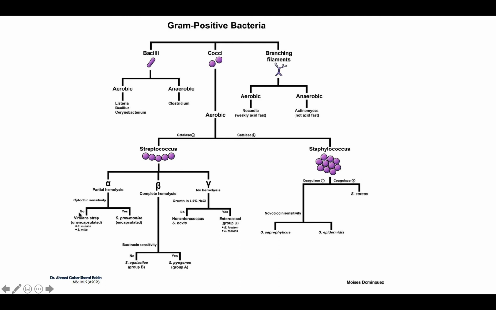So this is optochin resistant. But then we won't go for gamma hemolysis. These are the ones that live in the gut. And we remember, we said we could do, for example, bile esculin or 6.5% NaCl. Enterococcus, the hardy one, the one that has all the resistance, will be yes, and the others will be all no. And then we are left with the beta hemolytics.